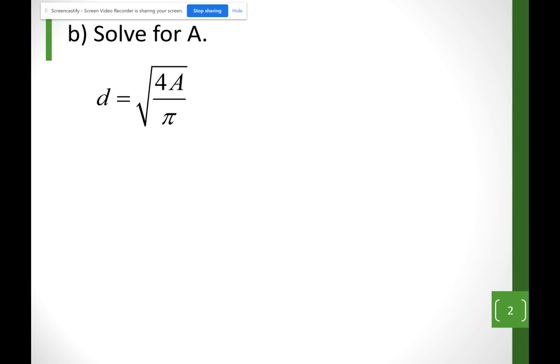Let's try one more time. First of all, let me get rid of the square root sign. The way I'm going to get rid of it, I'm going to square both sides. So I have d squared is equal to 4a over pi. Then let me get rid of fractions. The way I'm going to get rid of fractions, I'm going to multiply both sides by pi. So I have that pi d squared is equal to 4a.